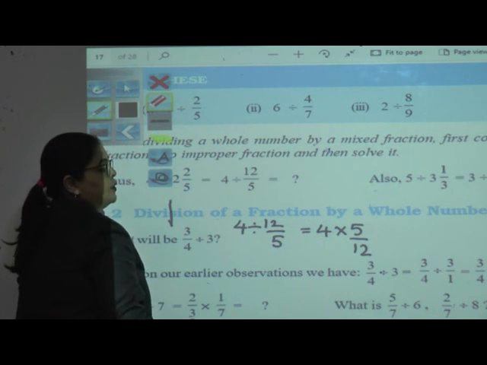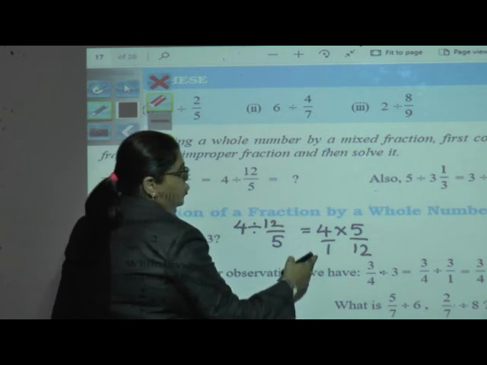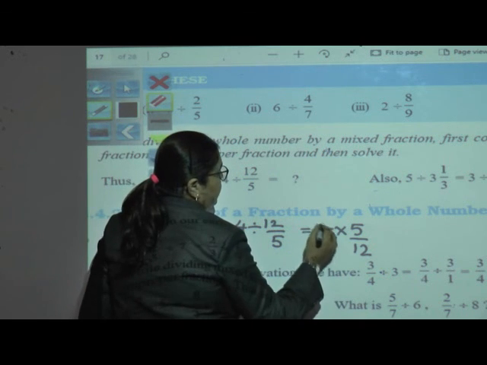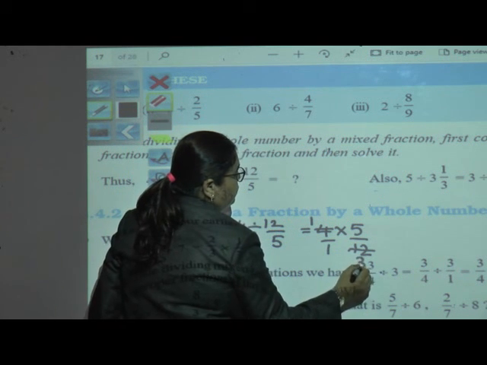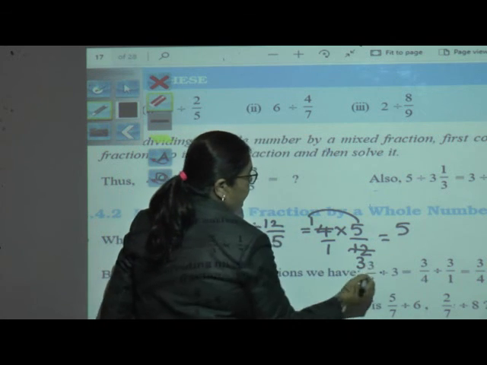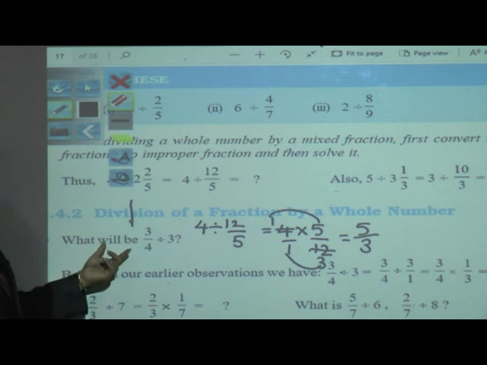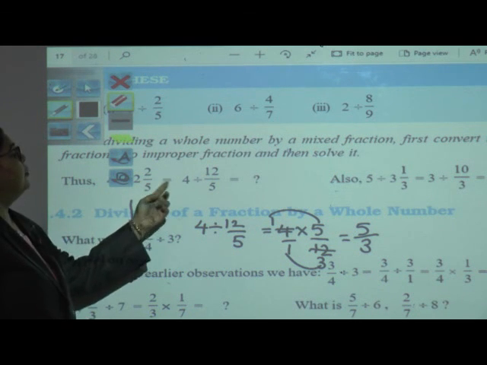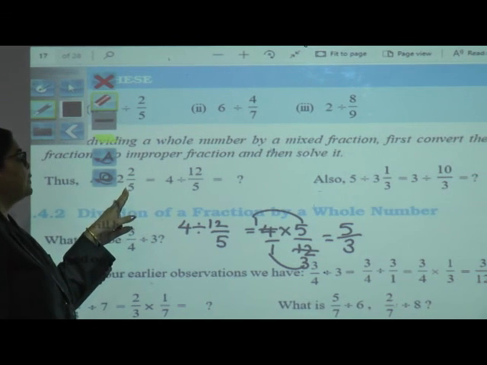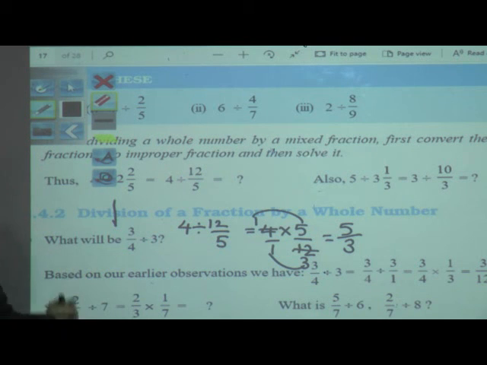Now is it possible to reduce? Yes, we can reduce, because nothing is here in the denominator, we can write 1. So we are having 2 fractions, that is 1 fraction multiplied by another fraction. Now we will reduce here, 4 1s are 4, 3s are 12. So what will be the answer? 5 1s are 5 and 3 1s are 3. This is the answer when we divide a whole number by a mixed fraction, and first we have to convert the mixed fraction into improper form, and then we have to do the steps.